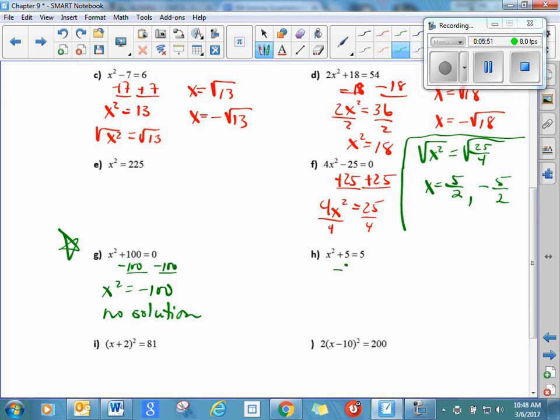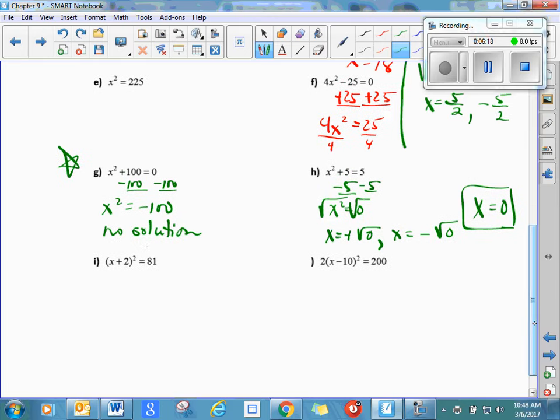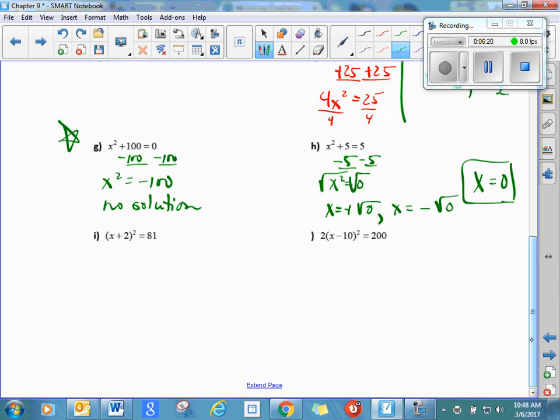Moving on, let's subtract 5 from both sides. x squared is equal to 0. You can take the square root of 0. The square root of 0 is 0. So technically, we'd say x is equal to positive the square root of 0, and x is equal to negative the square root of 0. But both of those are the same number. So the two solutions are both 0. All right, we'll do a couple more, and then we'll end this video.